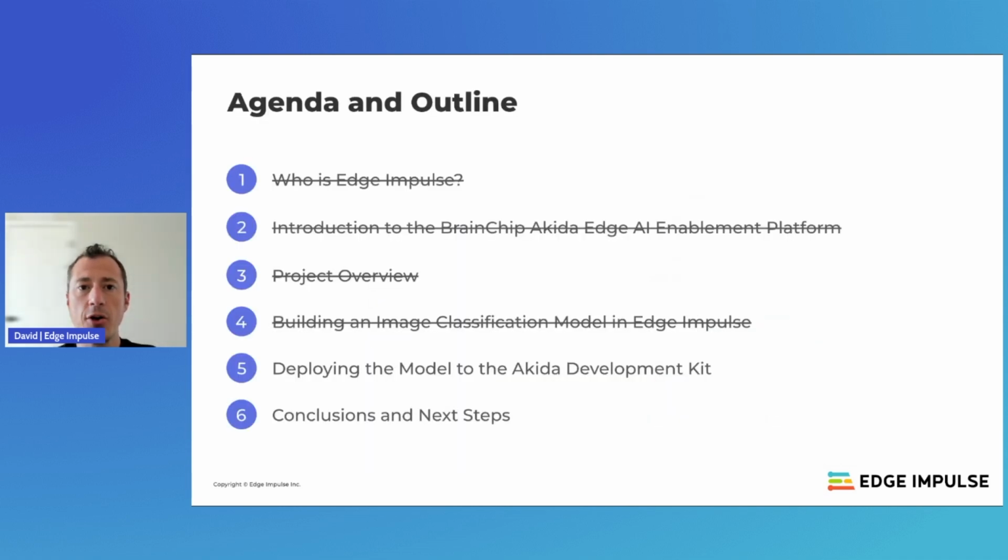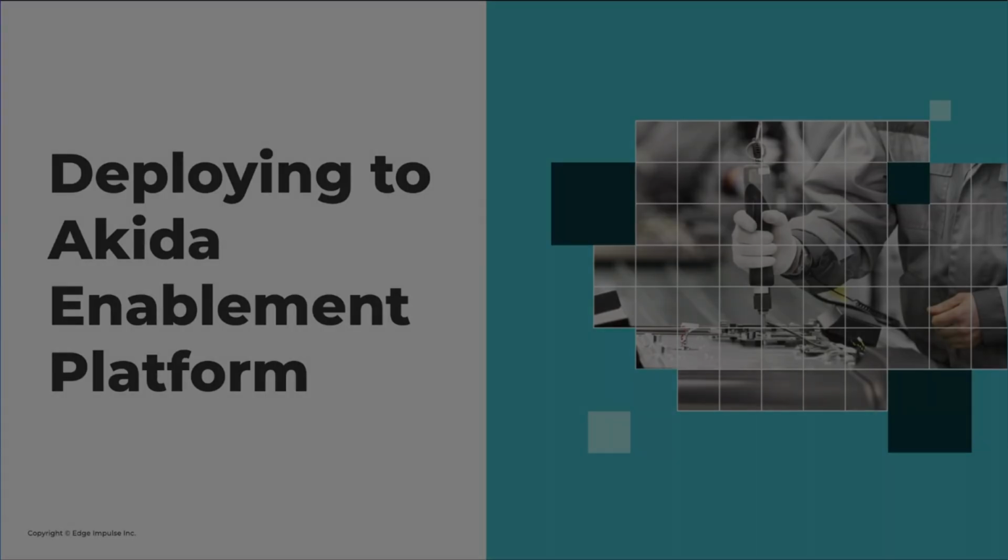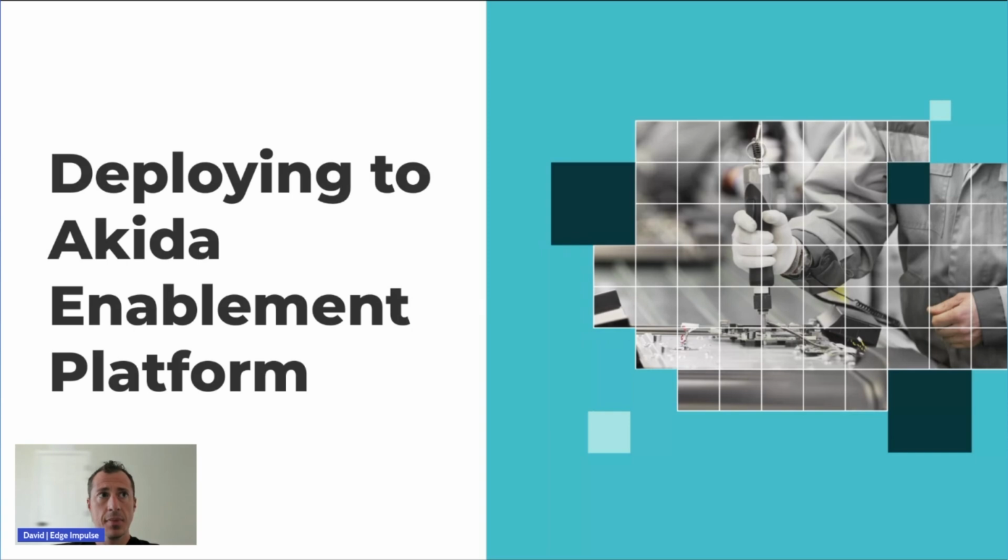Taking a peek back at our agenda, we've made it through quite a bit. We talked about Edge Impulse, the BrainChip Akida, described our project and goals, and now we just went through the dataset, training, and testing of our model. Now we're ready to get our Akida Enablement Platform up and running.